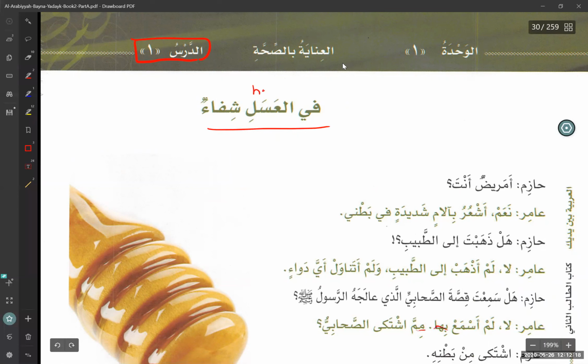So asal is honey, right? Fil asali, in the honey, what? Ash-shifa. Shifa is cure. So you can say in the honey is cure, or you can say there is a cure in the honey. As far as proper English translation, I'm not too worried about. We just have to understand what the meanings are meant from the Arabic language perspective, right?